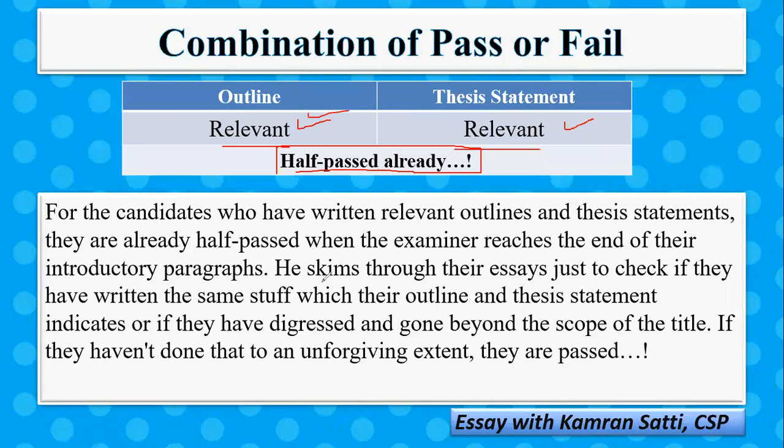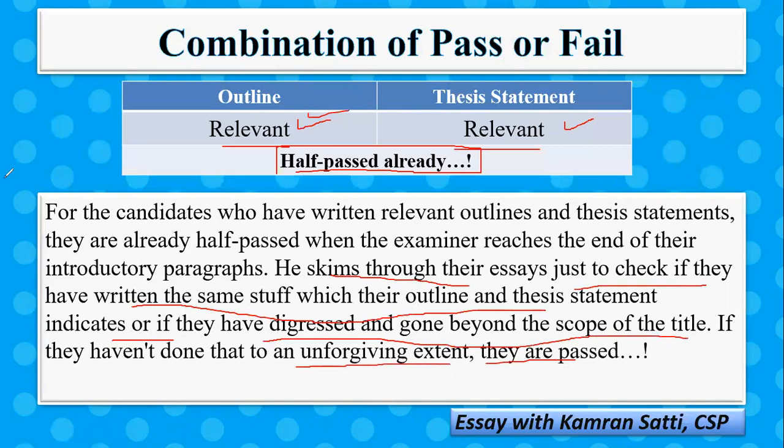Now all he will do is skim through your essay just to check if you have written the same stuff which your outline and thesis statement indicate. He's just checking that the candidates haven't digressed and gone beyond the scope of the title. If they haven't done that to an unforgiving extent, then they are passed.